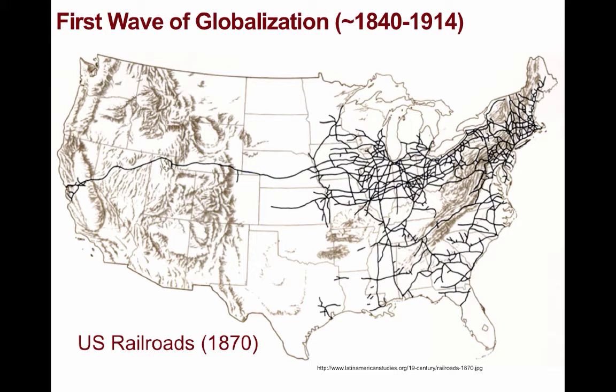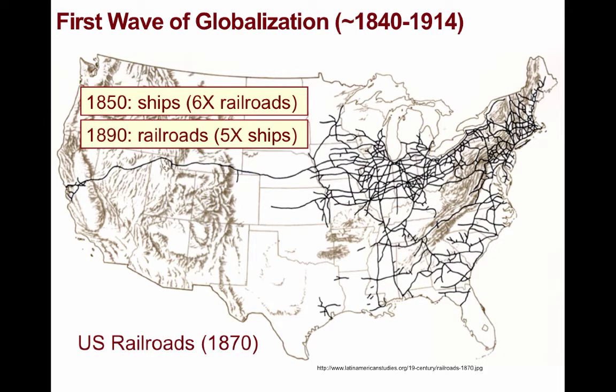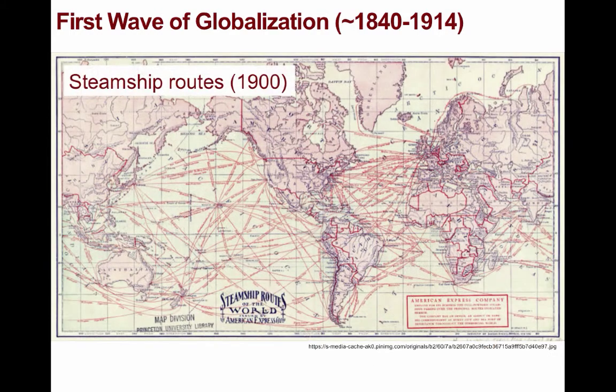For example, in the United States, canals and then railways greatly reduced transport costs, leading to greater economic integration. For comparison, in 1850, ships carried 6 times the freight of railroads. By 1890, railroads carried 5 times the freight of ships. However, globalization took off primarily through steamships, which reduced international transport costs while increasing speed and reliability.